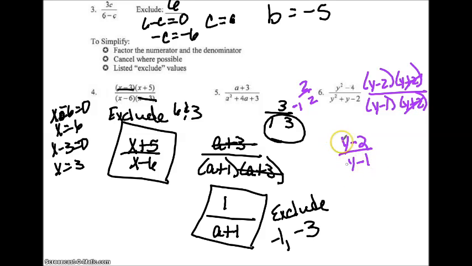Do not try to cancel these y's. You got to think of this as a unit. It's all or nothing as far as canceling. Don't forget to do your exclude. Y minus 1 means we have to exclude positive 1. Y plus 2 means you have to exclude negative 2.